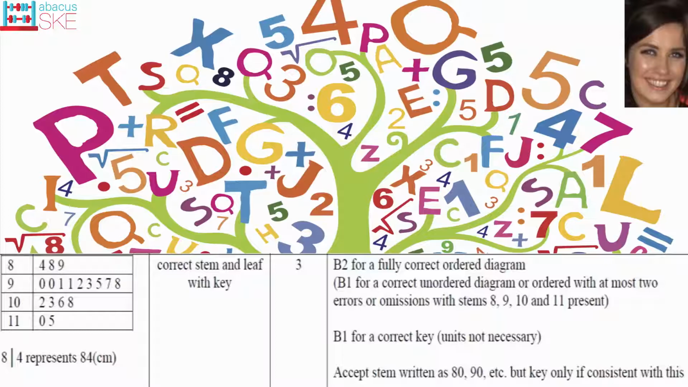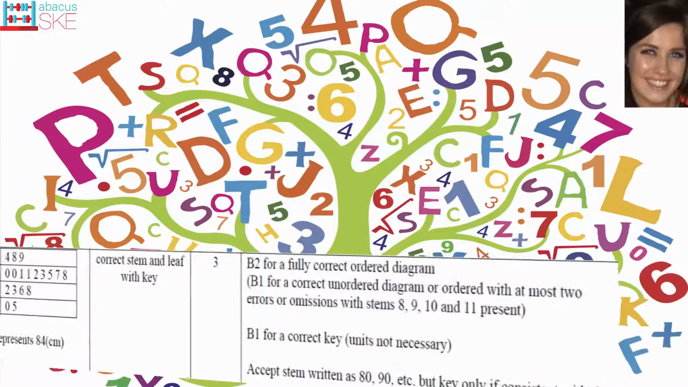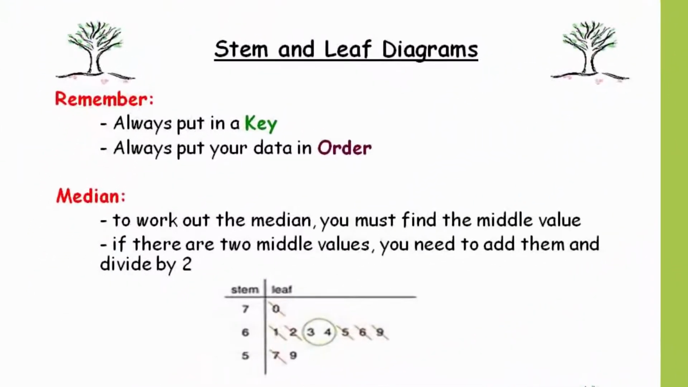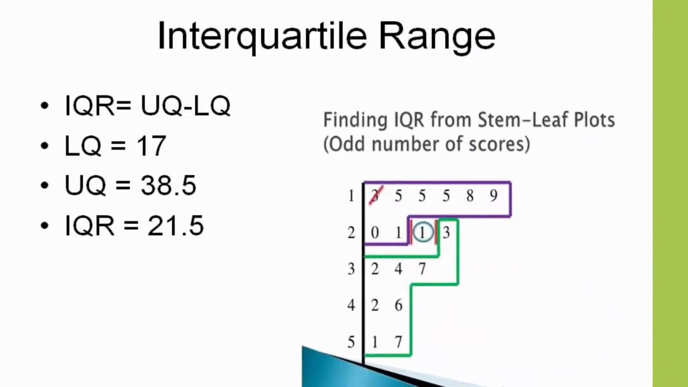You are given the stem and leaf in the correct order and then shown how the marks are awarded. If you are asked to calculate the median for the stem and leaf diagram, you simply cross off the numbers at each end until you get to the middle. If you get to the middle and there are 2 numbers, you simply add the numbers and then divide by 2. The interquartile range can be calculated by finding the upper quartile and the lower quartile.